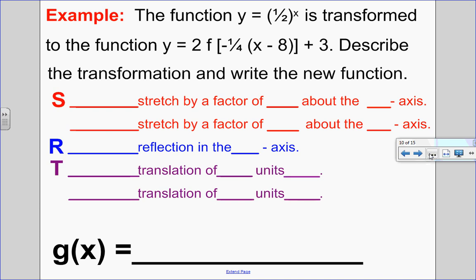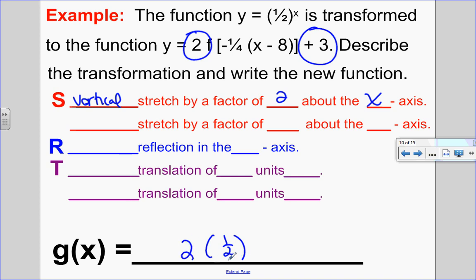So again, let's focus on our outside pieces. Our outside pieces are the y values. So the 2 there tells me that I have a vertical stretch. So I have a vertical stretch by a factor of 2 about the x-axis. So let's start to build our function. Instead of function notation, I'm talking about what am I doing to this 1/2 to the exponent of x. And right now on the outside, I'm stretching it by a factor of 2, and I'm moving it up 3 units. So that will be the vertical translation of 3 units up.